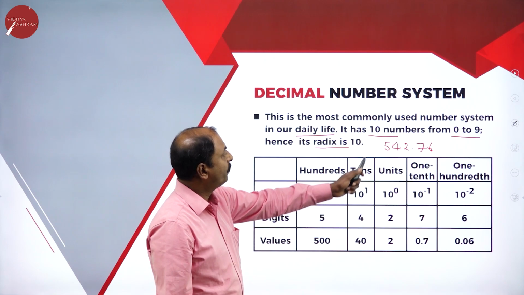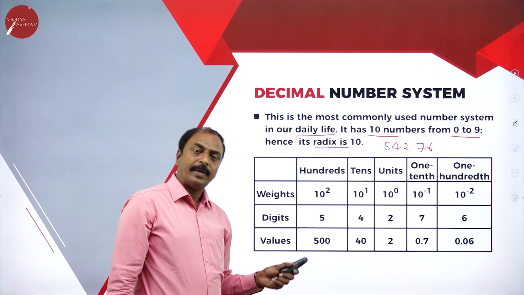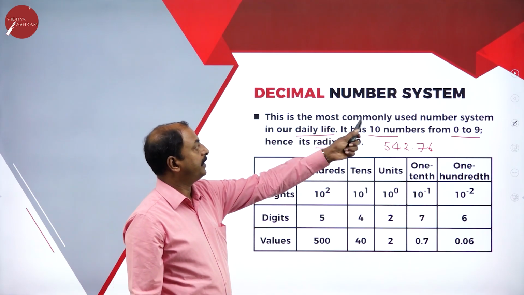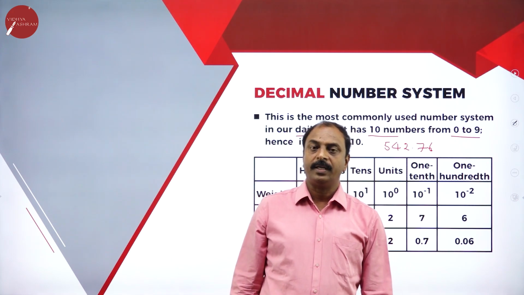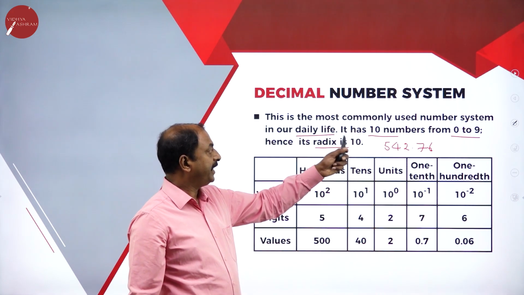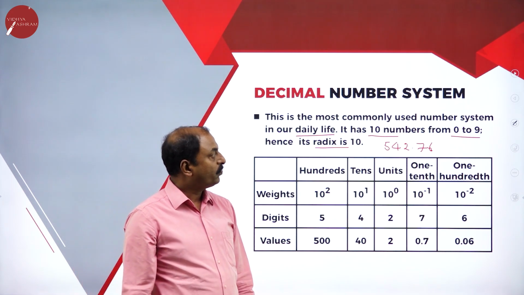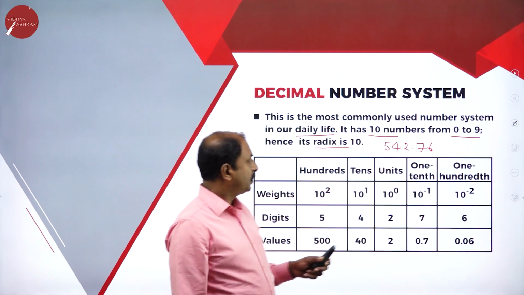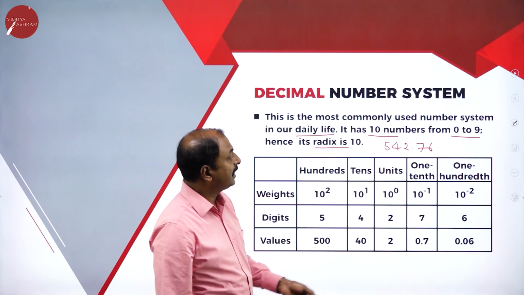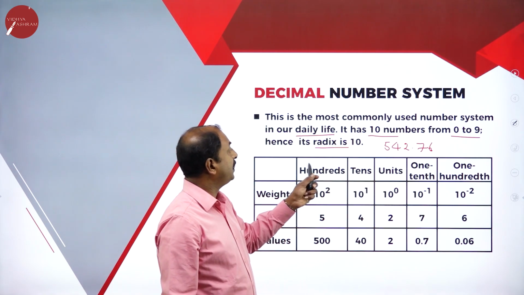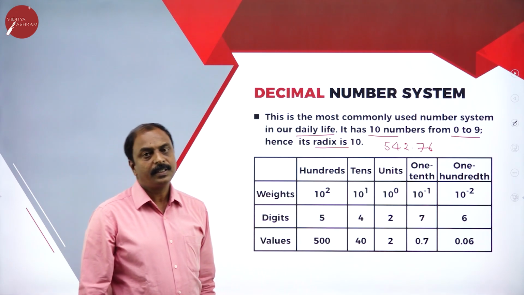For example 542.76, this is how we represent it in our mathematics. So this is the decimal number system, a type of number system where the base, the radix, is 10. It consists of 10 digits from 0 to 9. This is what we have learned, even in your junior classes. These are the positions of each number or digit. It is called a positional number system.